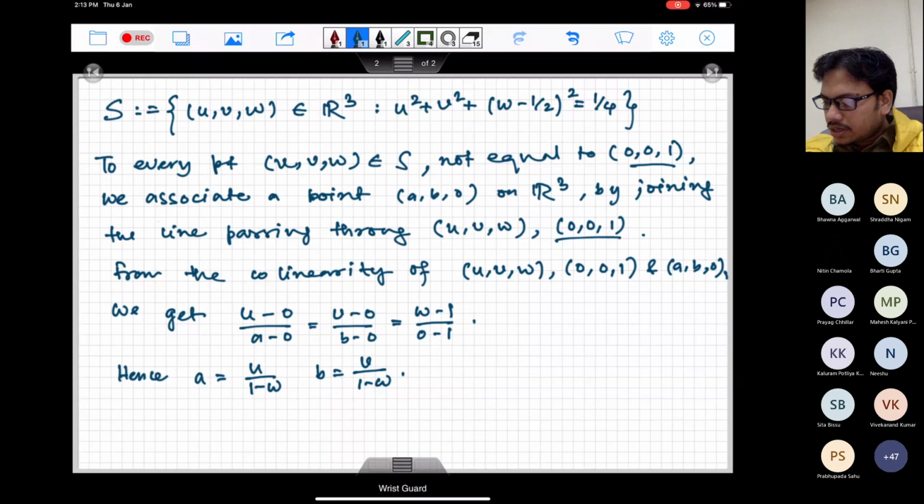Fine. So is it clear? If I start with this point (u, v, w) and draw the line joining (0, 0, 1) and (u, v, w), it's going to cut the xy plane at the point (u divided by (1 minus w), v divided by (1 minus w), 0). Fine? Clear?